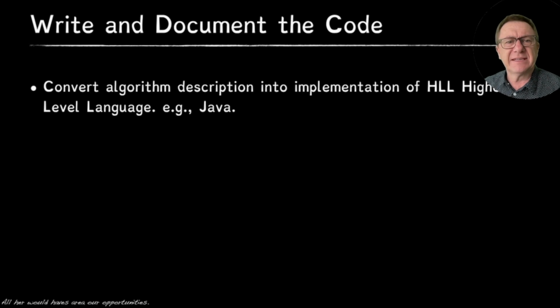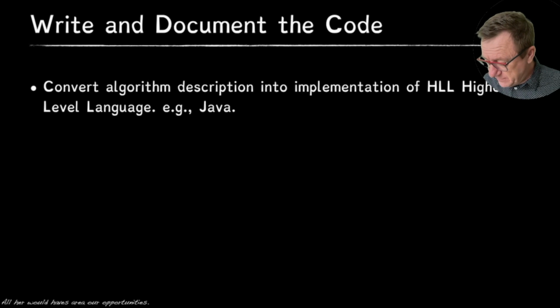Writing and documenting the code. We've got our solution, and now we need to implement it in a high-level language, and we're going to implement it in Java. Now, something that's important is that pseudocode does not map one-to-one to Java. So one line of pseudocode does not necessarily mean one line of Java. If you write your steps out and you find your actual Java code is much longer, that's okay.